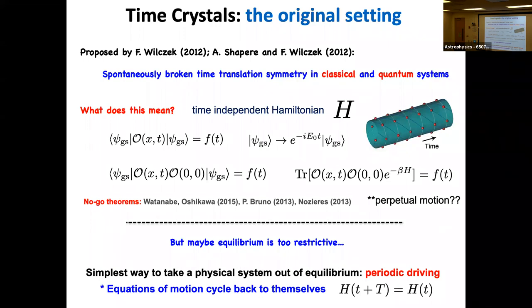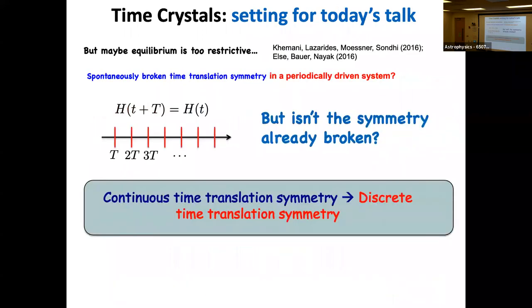There is t dependence, but it's a very mild form of t dependence, in the sense that the equations of motion cycle back to themselves. So the Hamiltonian cycles back to itself every period capital T. So this was the setting. And as I mentioned, this is a setting considered by Professor Chiamani and a number of other people, as well as Dominic Delsbale of Bauer and Chait and Nyack.